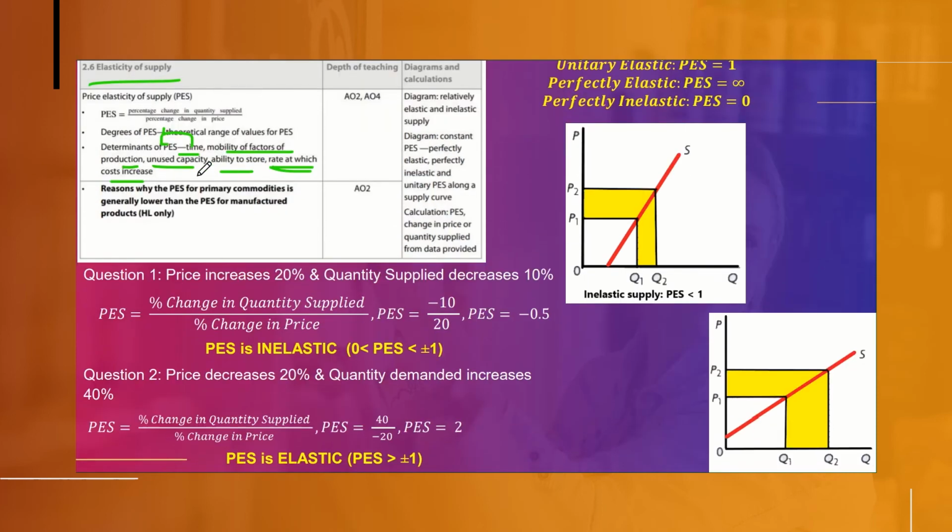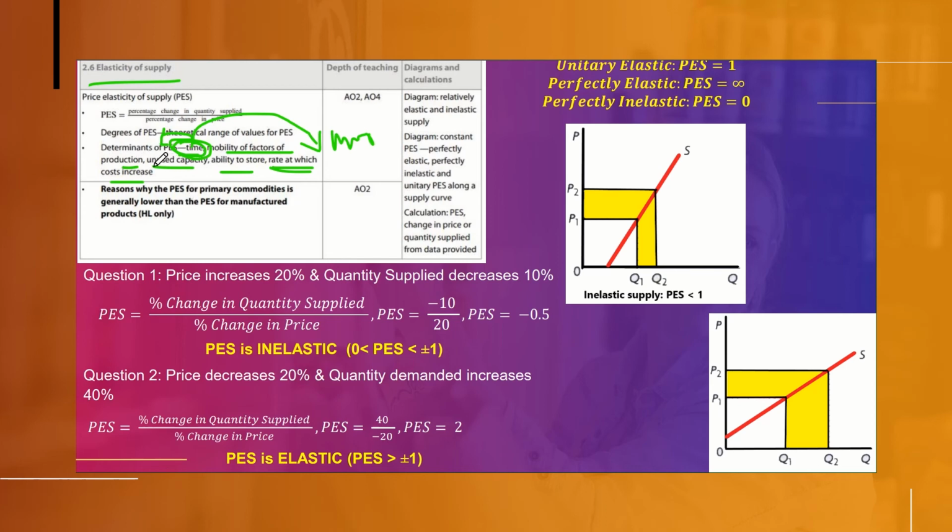Okay, and how this changes is affecting the PES value. For example, for time, if more time is required, then PES will be inelastic. If less time is required, PES will be elastic. And if mobility of factors of production is possible, then PES will be elastic, and if it is not possible, PES will be inelastic.